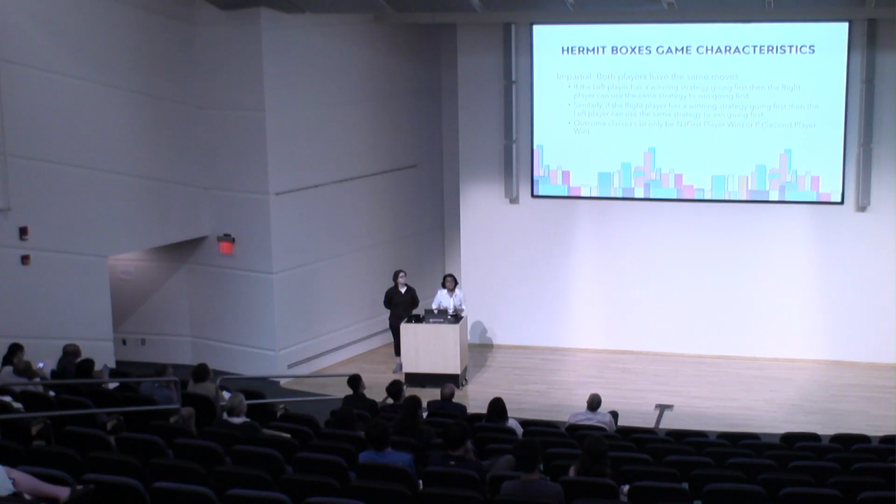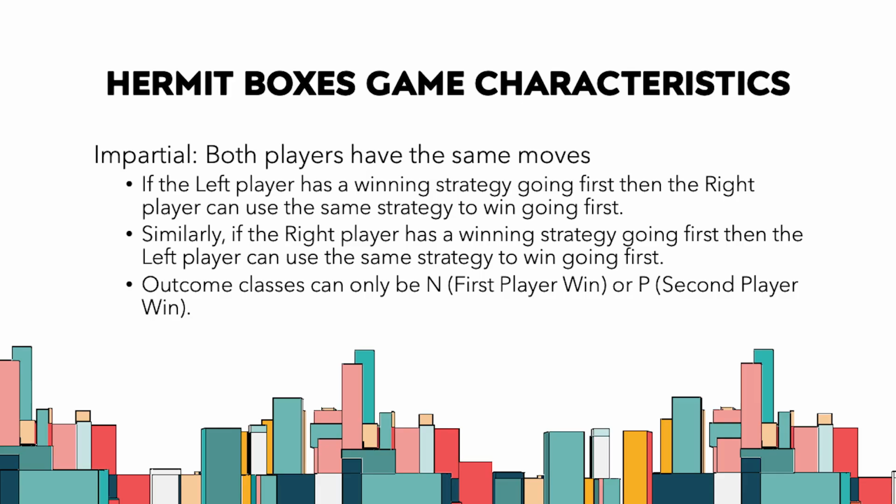So, what are the game characterizations in Hermit Boxes? Like Julia said, it is an impartial game. Both players have the same kind of moves. If the left player has a winning strategy going first, then the right player also has a winning strategy going first. Similarly, if the right player has a winning strategy going first, then the left player can use the same strategy and win. The outcome classes for this game are only the first player win and the second player win.